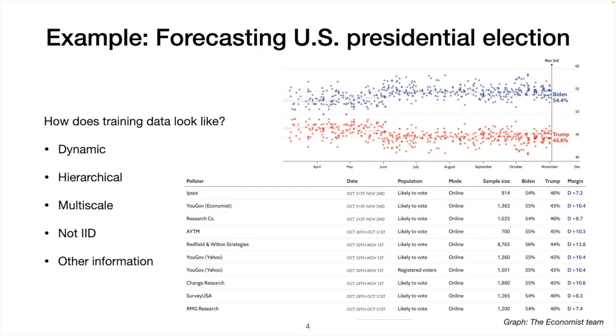And also you have other information that you want to incorporate, such as the GDP of the country, or the economic growth in the country, and also the historical results in past elections, which give you, for example, the incumbent advantage of the current president. You also have, for example, the COVID cases during that time, because it's 2020.